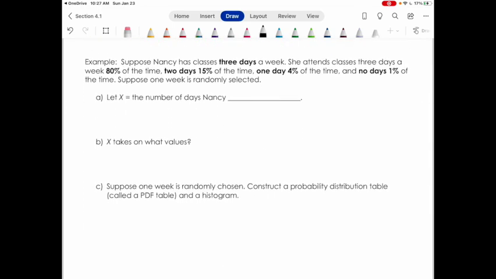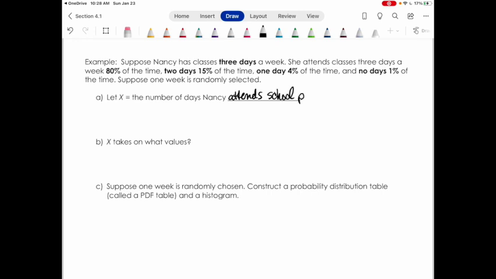Okay, let's do one more example. This is just a very brief introduction. Let's see. Example says, suppose Nancy has classes 3 days a week. She attends class 3 days a week 80% of the time, 2 days a week 15% of the time, 1 day a week 4% of the time, and no days 1% of the time. Suppose 1 week is selected at random. We want to, in part A, list the number of days Nancy attends school. So that's going to be what our data represents.